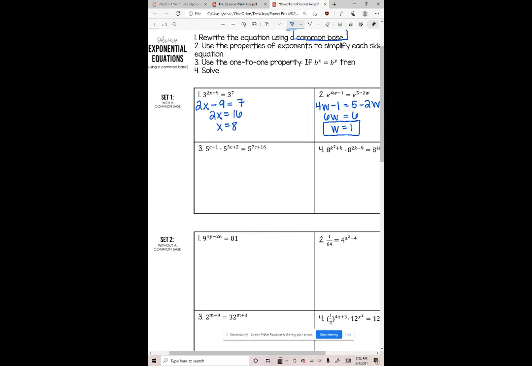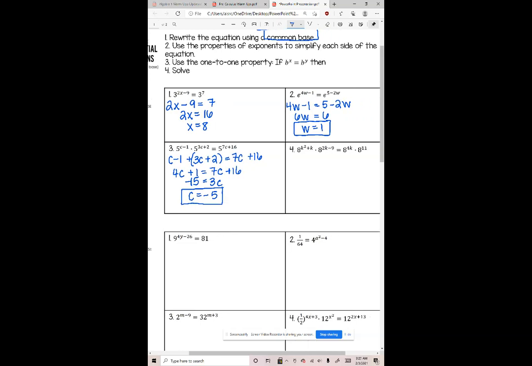Okay. Now with 3, they all have the same base, but you have to remember what you do when you have the same base on the same side of the equation. What do you do with your exponents? You would add them. So this would be c minus 1 plus 3c plus 2 equals 7c plus 16. So combine like terms over here. So 4c plus 1 equals 7c plus 16. Subtract the 4c, so this is 3c. Subtract the 16, that's negative 15. So you have c equals negative 5.